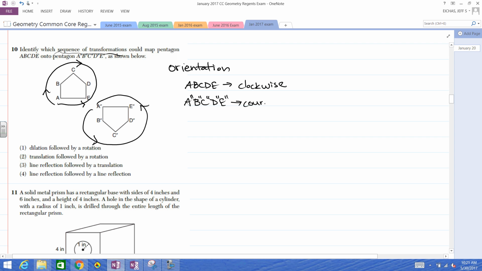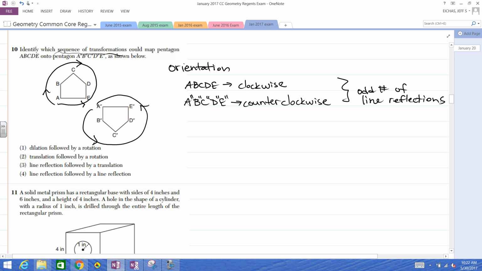Now, what does that do for us? Well, that tells us that we need an odd number of line reflections involved, okay? Even number would get us the same orientation, a rotation, a translation. Any of those things are just going to continue to give us the same orientation. So we need an odd number of line reflections, 1 or 3 or more, just as long as it's odd.